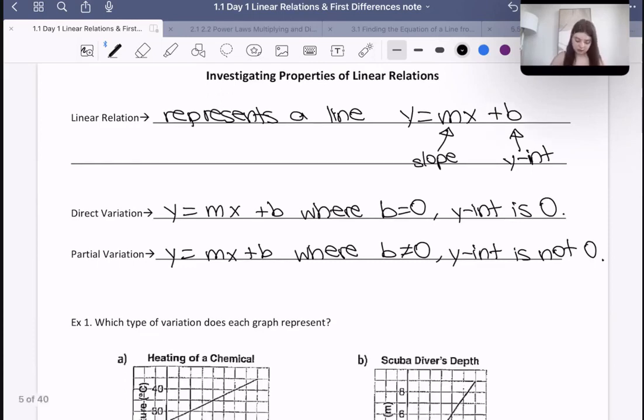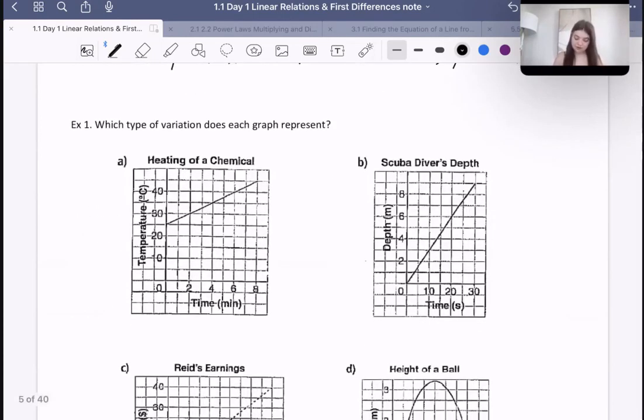Now let's go into some examples on the graphs. So for the examples on the graphs, how can we tell? We need to look at where the line hits the y-axis. And if it hits the y-axis at 0, 0, that means we have direct variation. However, in this case, it doesn't. It's at 25, so this would be partial variation because we're hitting the graph at 0, 25, not 0, 0.